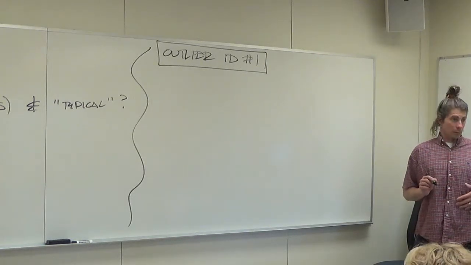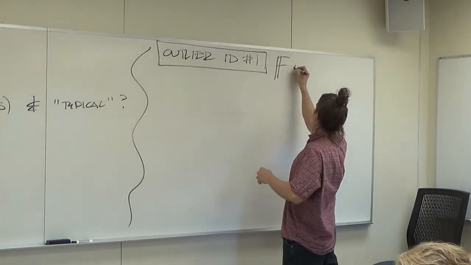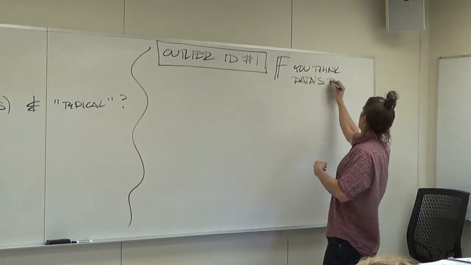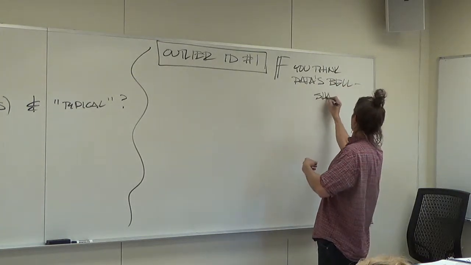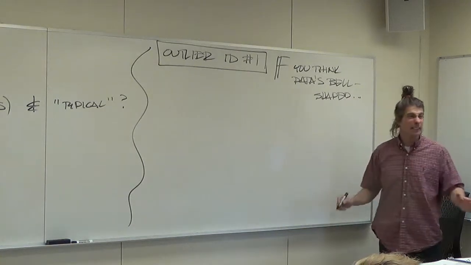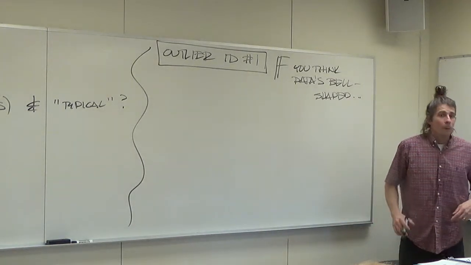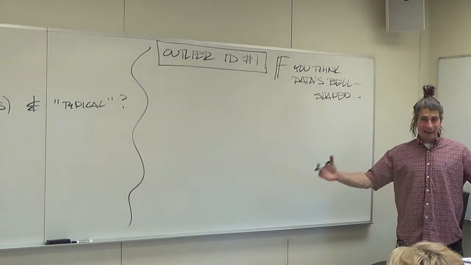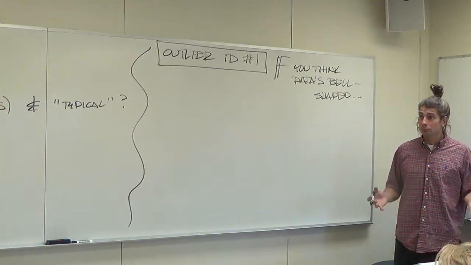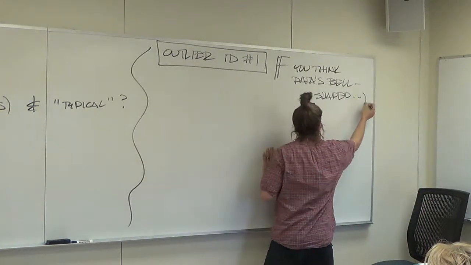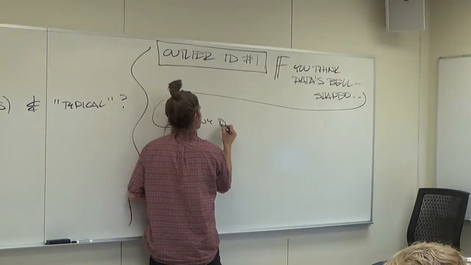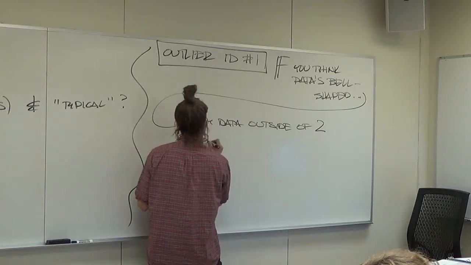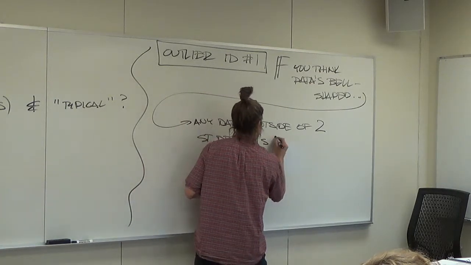This one starts with a conditional. If, big if, you think your data is bell-shaped. If it passes that test, sounds like we're saying yes it is, then all you gotta do is construct 2 standard deviations. Anything outside of that would be considered unusual. If your data is bell-shaped, any data outside of 2 standard deviations is atypical.